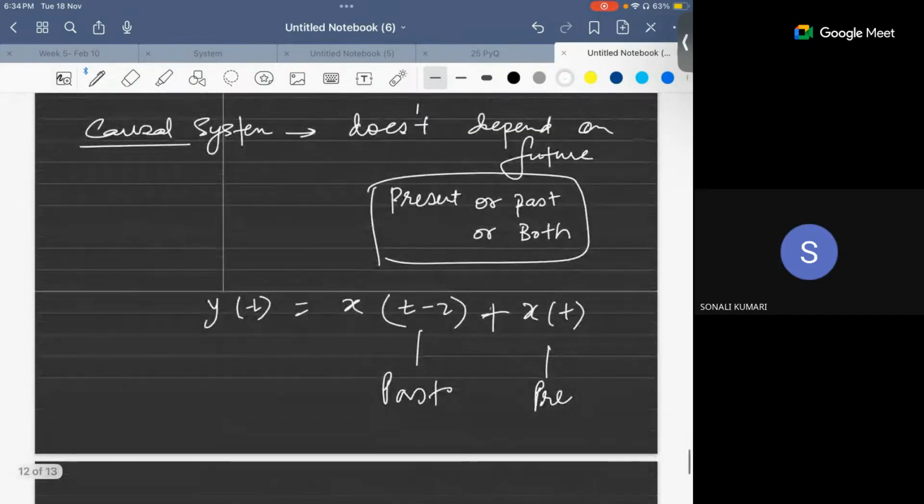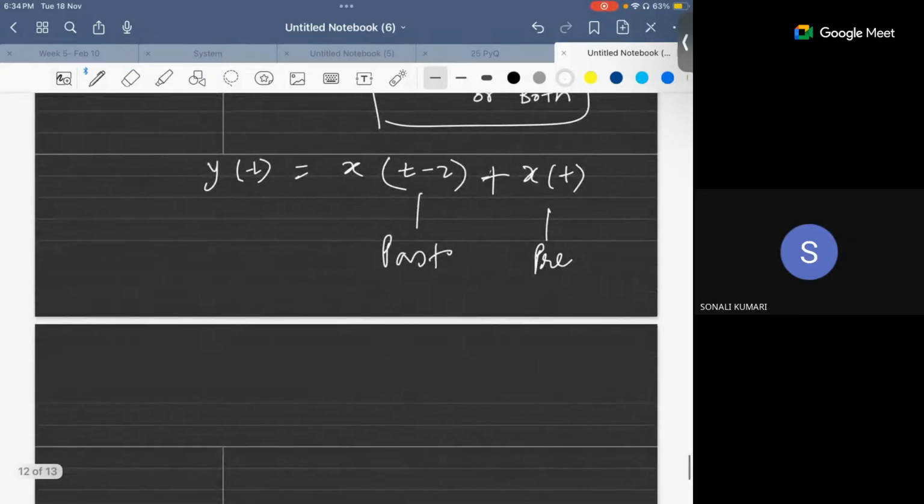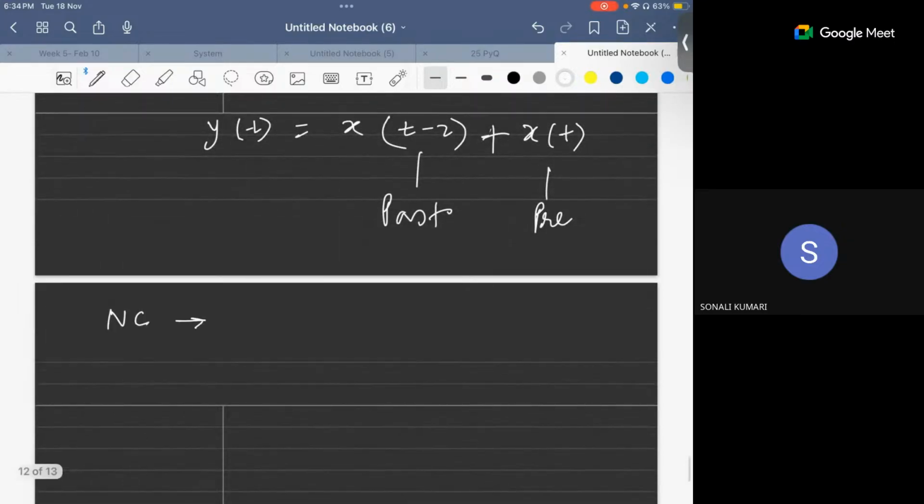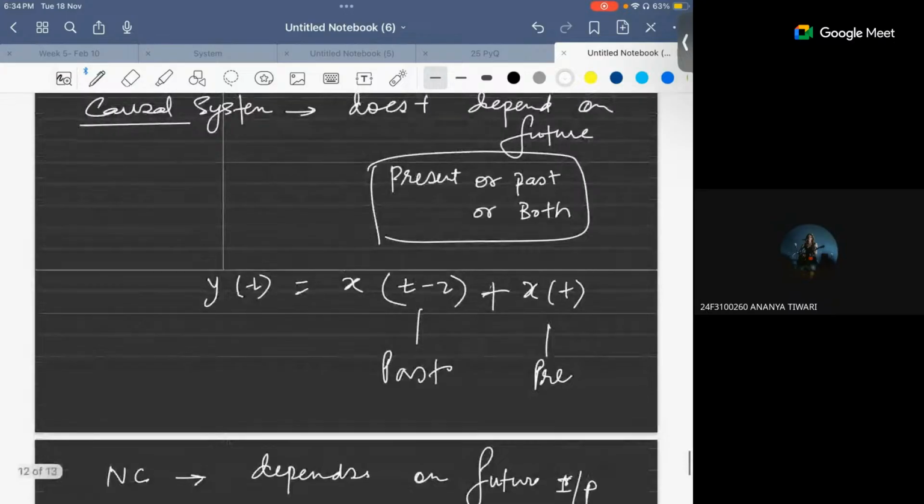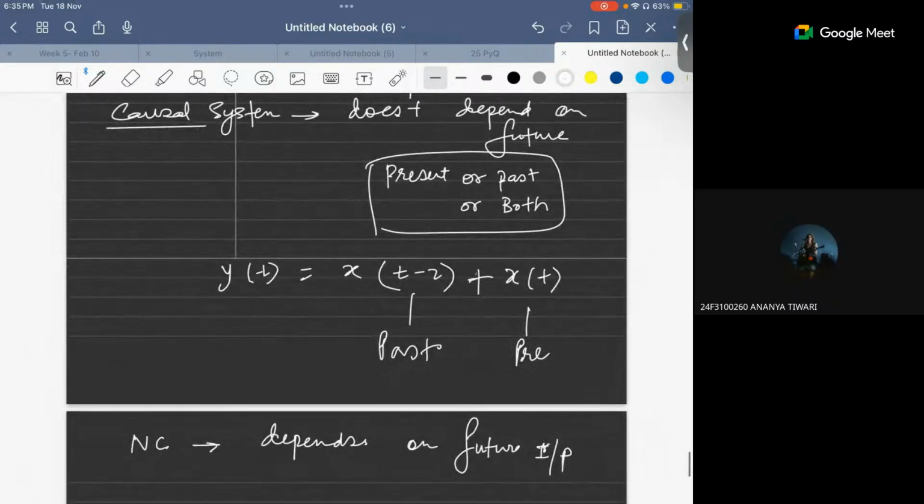Is this clear to everybody? The causal system and signal, leave the signal, because I hope that is not discussed. Even if it was discussed, it will not be asked in quiz 2. Yes, the system is this. What about the non-causal? That depends on future input also. So the causal system, if we are asked, is a system which doesn't depend on the future. It can be past, present, or both. Not future for sure. If it is future for sure, you go with non-causal.